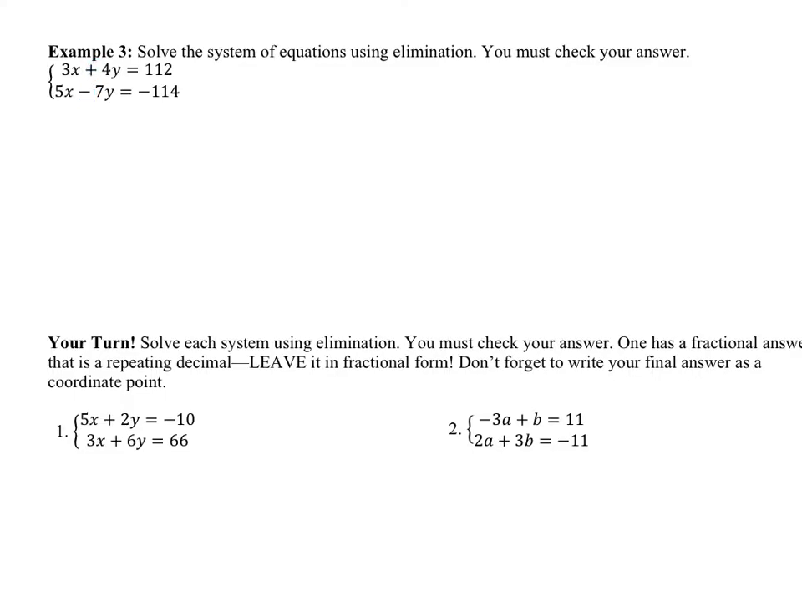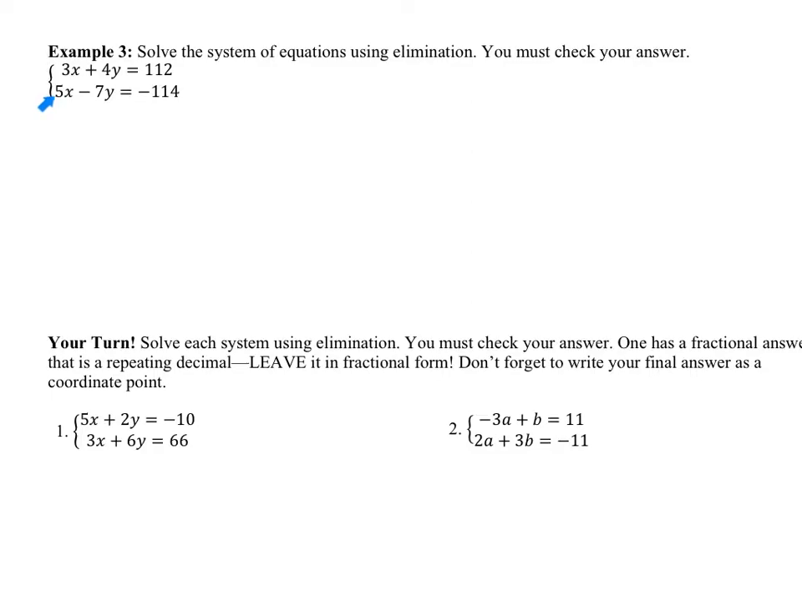So nothing eliminates. So we want to multiply one or both of the equations by something so that the coefficients match except one's positive and one's negative. So let's see if we can easily eliminate the x's. What can I multiply 3 by to make it 5? Well, there is a number that will do that.